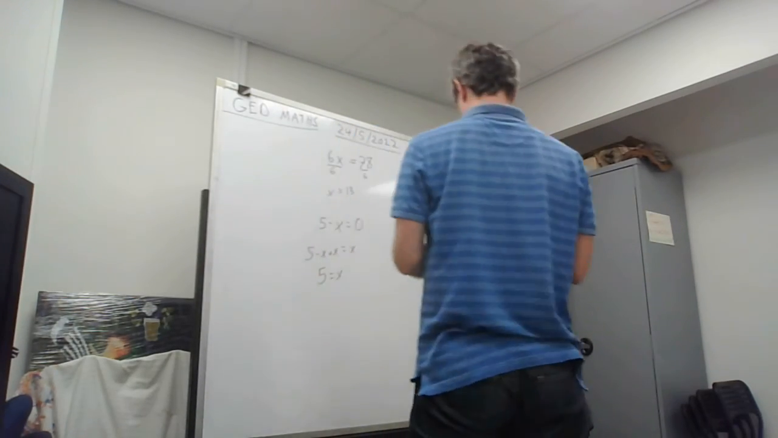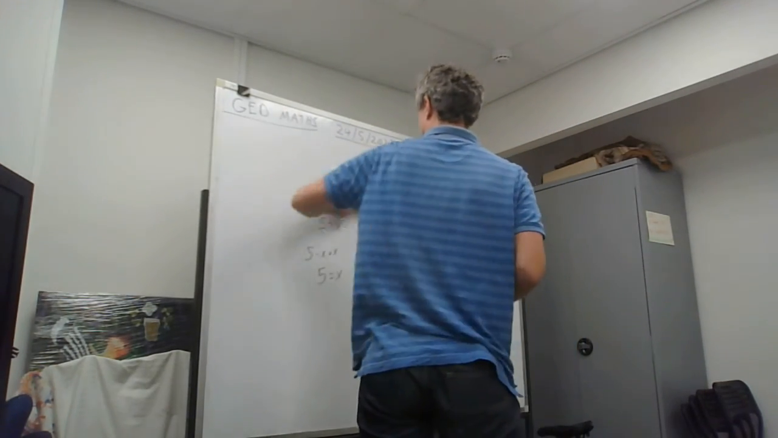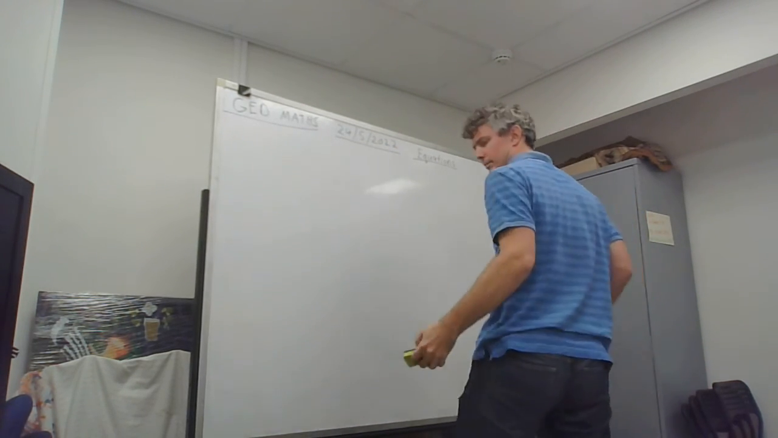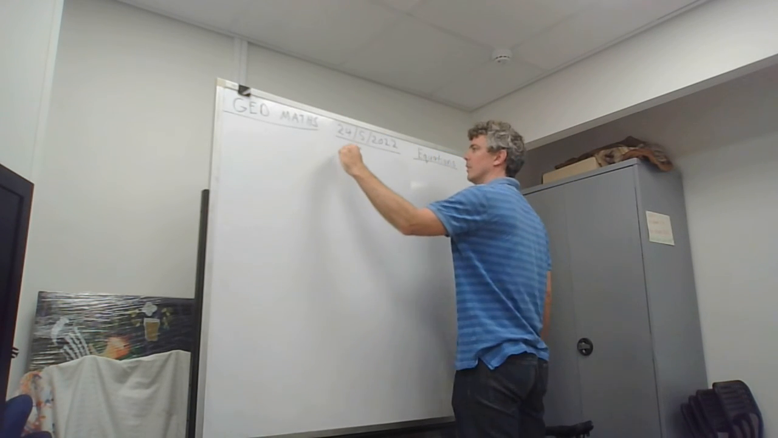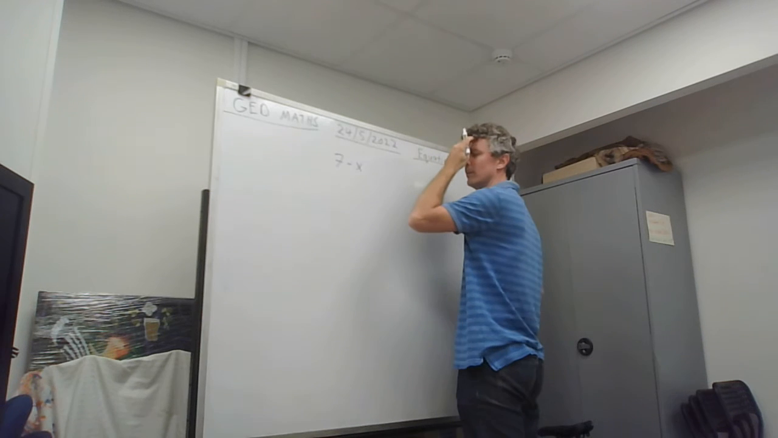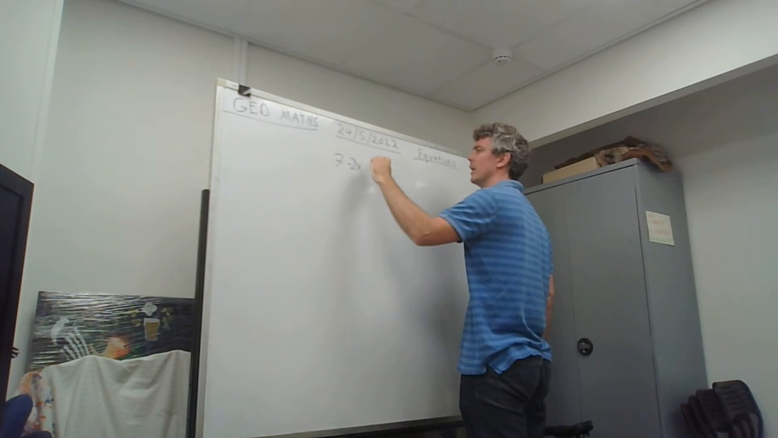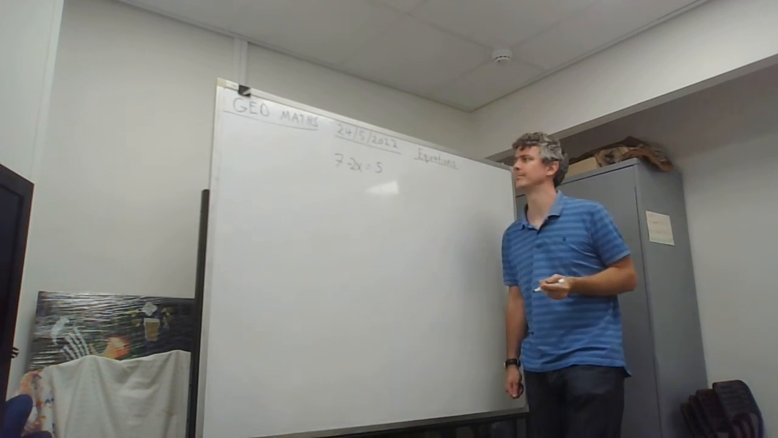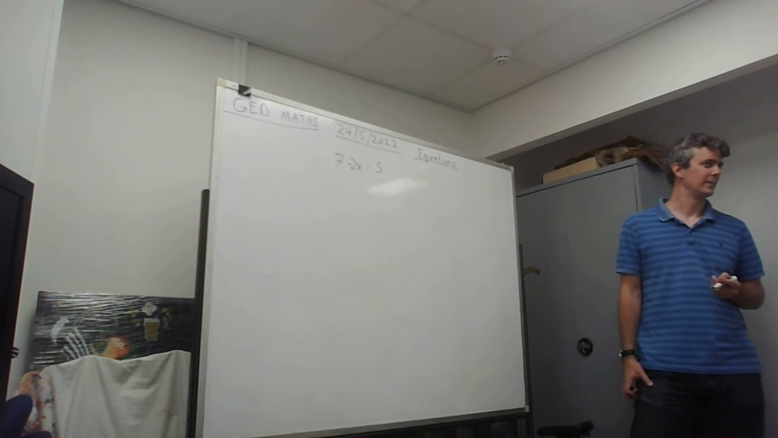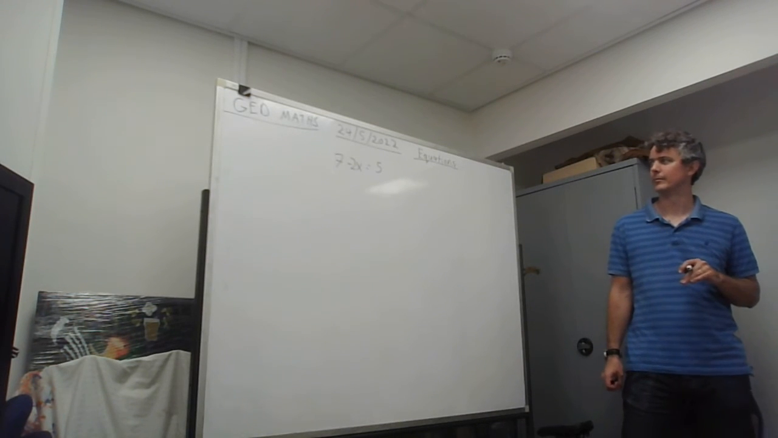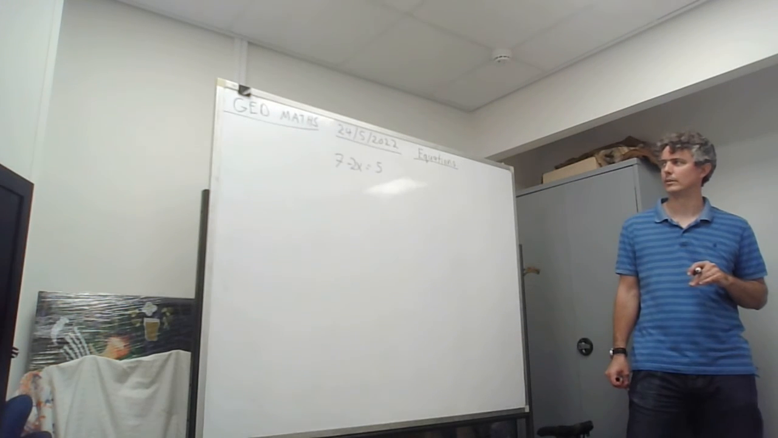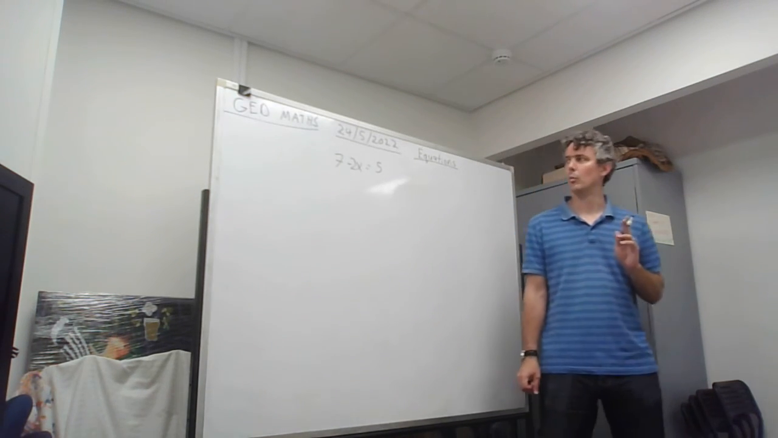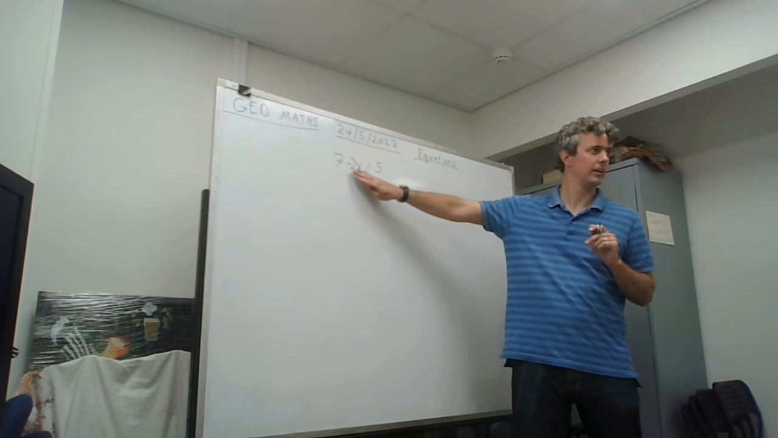Let's do a few more practice problems. 7 minus 2x equals 5. This one's slightly more difficult. 7 minus 2x equals 5. So the first thing, there's two ways you can do this. Okay? One way is we just want to have this by itself. Who cares if it's negative?